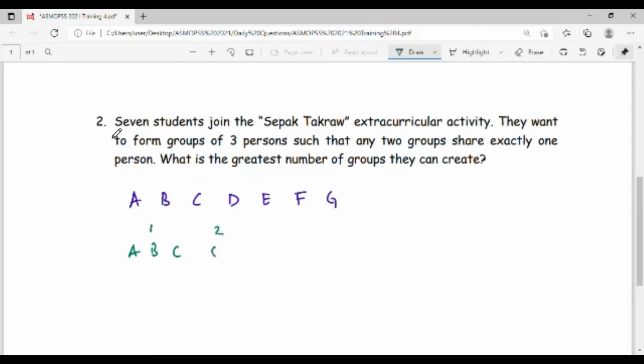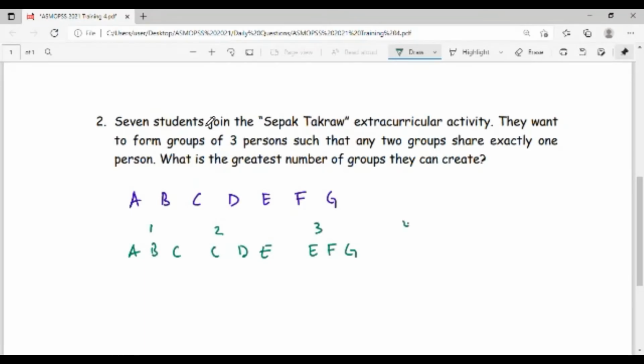In group 2, I will start with C, D, E. So group 1 and 2 share C. All right. And then in group 3, I will take E, F, G. Since I'm done with A, B, C, C, D, E, and E, F, G, I will start to combine the people in groups 1, 2, and 3. I will take 1, 1, and 1, so 1 person from each group.